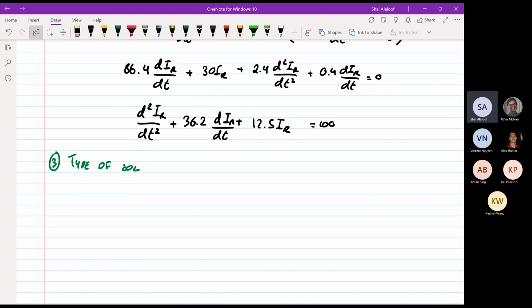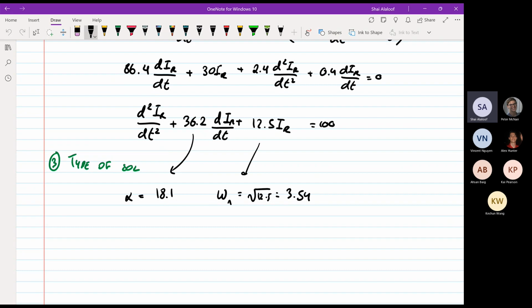Okay, so my alpha is half of 36.2, so 18.1. My omega n is... I forgot what the name for it is. I just know the damped frequency. Natural frequency? Yeah, okay. Thanks, Peter. It's just the root of 12.5, which is about 3.54. Great. I am doing some rounding, and it's okay. You can round. They're not going to be super strict.